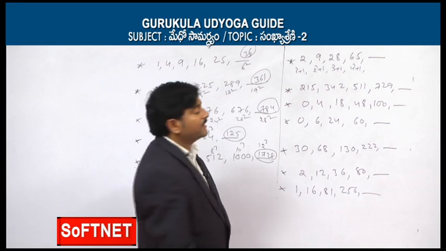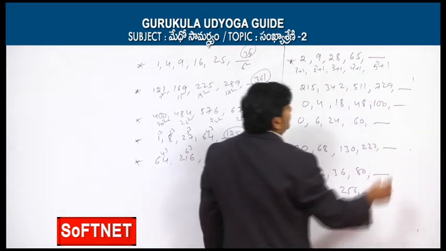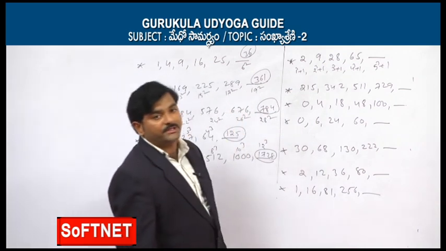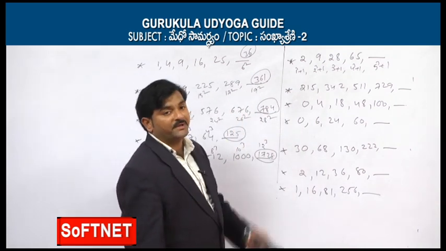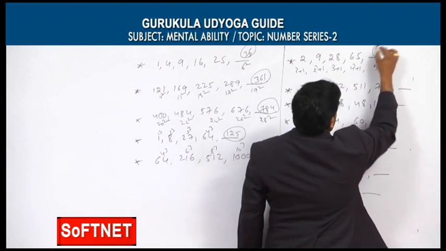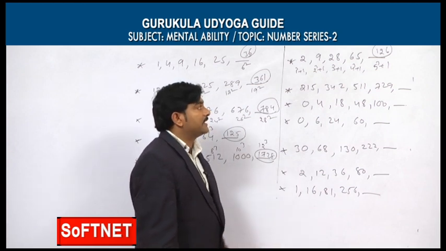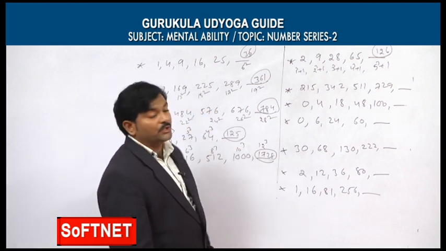Next, what do you have to get here? To get the required number we have to do 5 cube plus 1. 5 cube value is 125. 125 plus 1, how much will you get here? 126. 125 plus 1 is equal to 126. So that is the model of n cube plus 1.